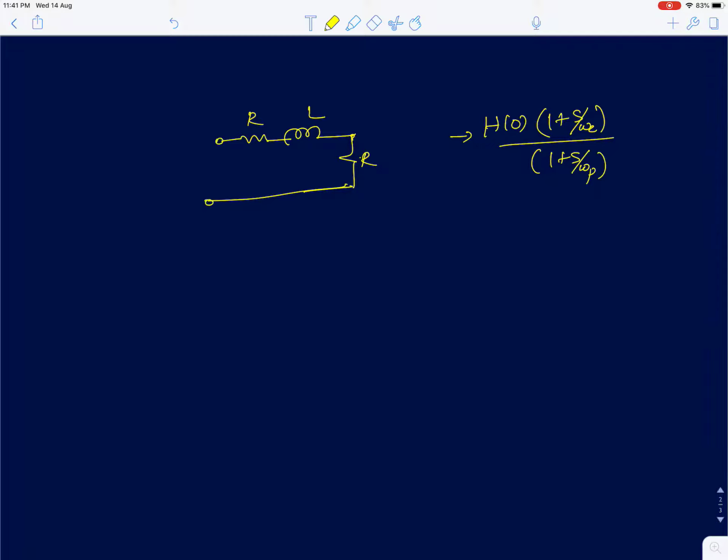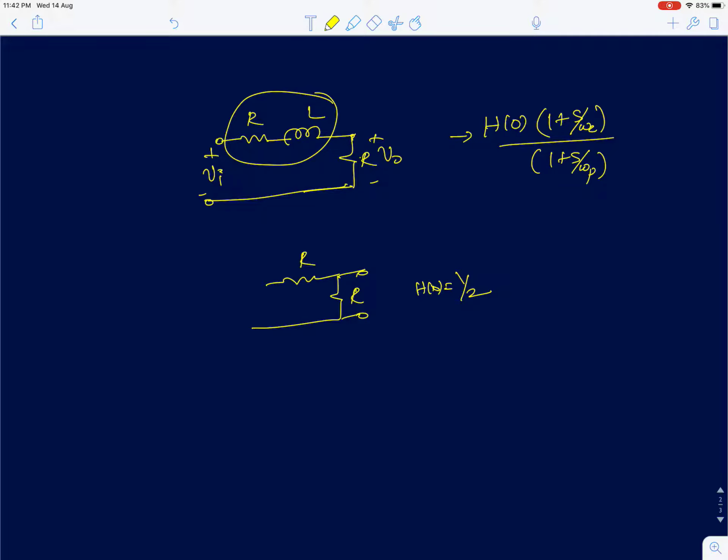So for this circuit, output is taken out as a resistor, input is applied at this point. To find the DC gain, as I said, now there is a series RL network, so you can ignore the inductor. For low frequencies it will behave like a resistor. So the circuit is simply going to reduce to this. The gain of the circuit is half, so H of 0 is half. Okay, the next thing is I'm going to find the poles and zeros.